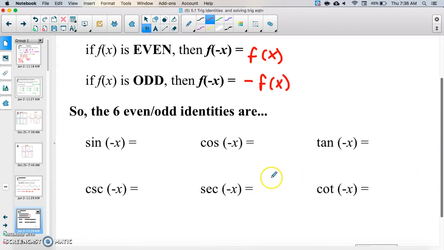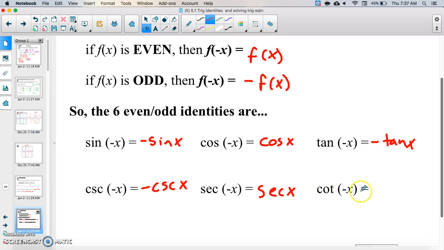Based on which ones we know are odd and even, sine is odd, so if you plug in a negative x, you end up with negative sine x. Cosine's even, so if you plug in a negative x, you end up with just cosine again. Tangent was odd, so you end up with the opposite of tangent. Cosecant was also odd, so you end up with the opposite. Secant's even, and cotangent is odd, so we end up with the opposite. These are useful when you are doing proofs or simplifying when solving equations.